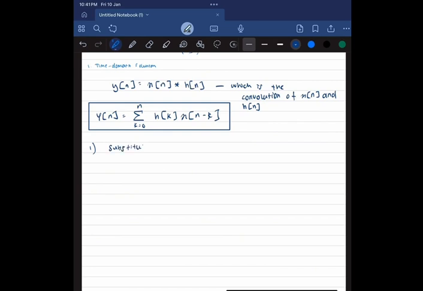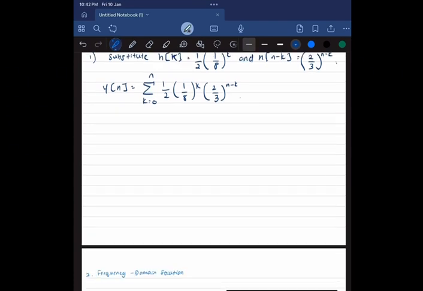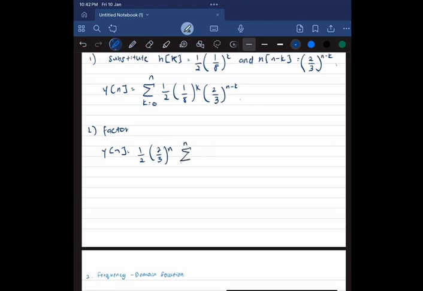First, we substitute hk equals 1 over 2 times 1 over 8 to the power of k, and xn minus k equals 2 over 3 to the power of n minus k. So it gives yn equals summation from k equals 0 to n of 1 over 2, 1 over 8 to the power of k, 2 over 3 to the power of n minus k. After that, we factor out the constant, which gives yn equals 1 over 2 multiplied by 2 over 3 to the power of n, summation from k equals 0 to n of 1 over 12 to the power of k.